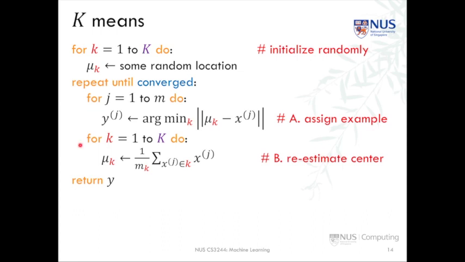Next, we have to re-estimate the centers. We do this by going through all of the k centers and recalculating where the center is for that cluster. To calculate mu k, we're going to go through all of the points that have a membership in that cluster, sum up their values, and divide through the total number of points. We're going to repeat this loop as many times as necessary until we converge. And then, once we're finished, we have all of the labels for all of the m points, and we'll return that.